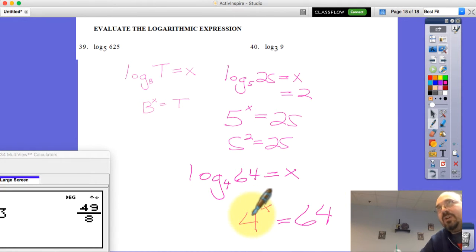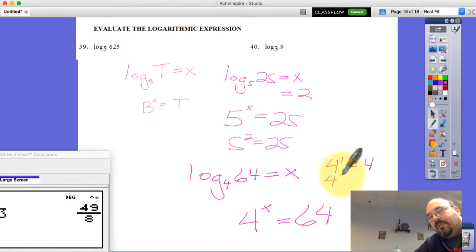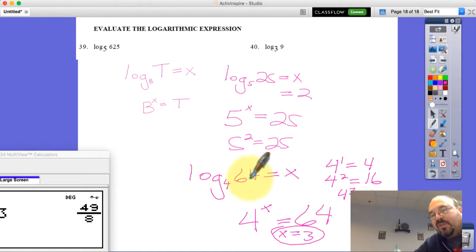Now, if you're not good at knowing what the powers of 4 are, you could do trial and error. So you could say, well, 4 to the first, well, that's just going to be 4. 4 squared is 4 times 4. That doesn't work. 4 cubed is 4 times 4 times 4. Oh, that gives me 64. So my answer for x should be 3 because 4 to the third equals 64. So log base 4 of 64 equals 3.